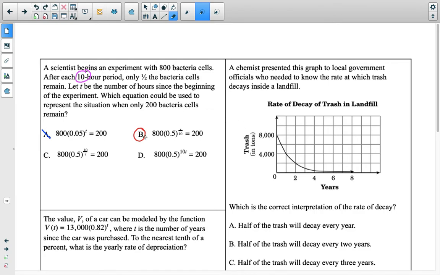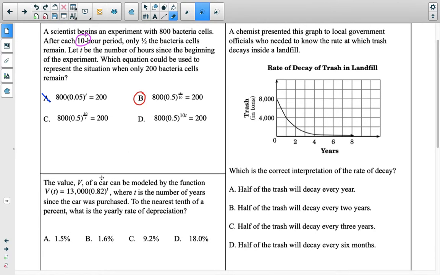On this next question underneath it, it says the value V of a car can be modeled by the function V of t equals 13,000 times 82/100 raised to the t, where t is the number of years since the car was purchased. To the nearest tenth of a percent, what is the yearly rate of depreciation? So we want to find the rate.